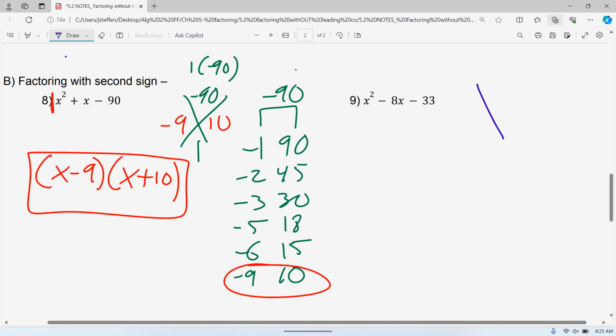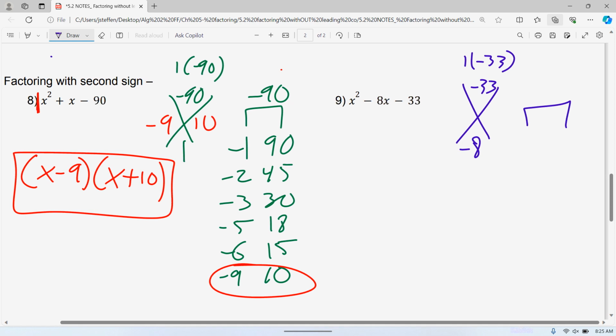Same thing with the next one. I start with my x. My 1 times negative 33 goes on top. So that's my negative 33. My bottom number is negative 8. So two numbers that multiply to be negative 33 that add up to be negative 8.